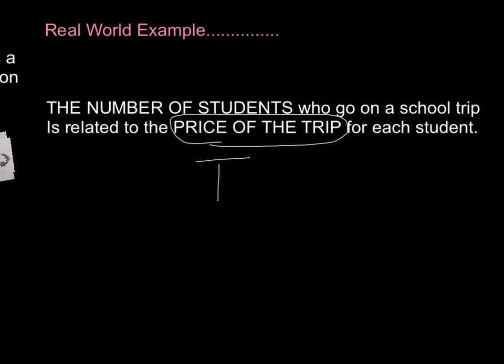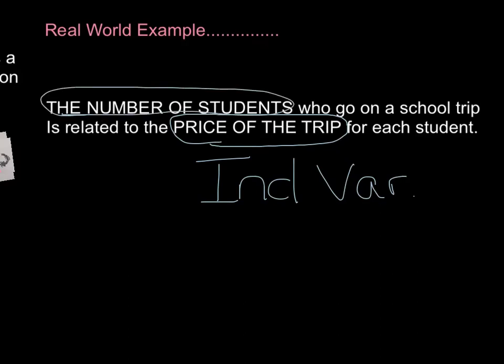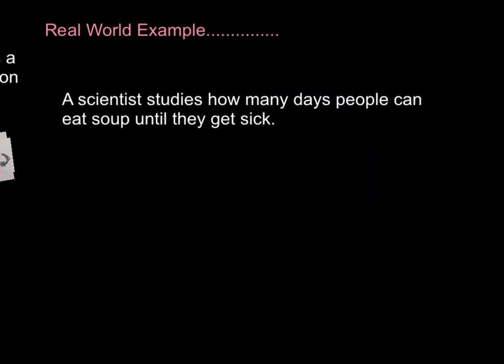All right, so looking at this example, the price of the trip is going to be your independent variable. The reason for this is the price of the trip is going to stay the same no matter what for each student. Therefore, the number of students is going to be your dependent variable because the price is going to determine how many students are going to be able to attend this field trip.